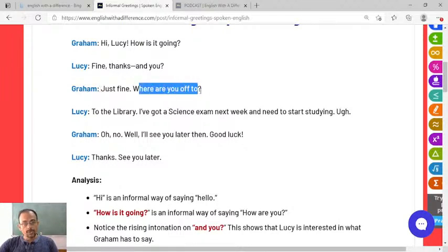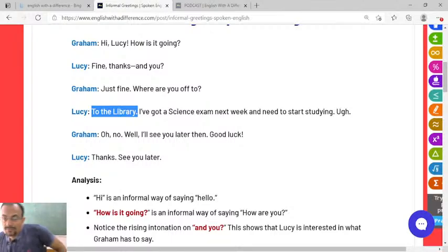Where are you off to is another way of saying where are you going. So here Lucy did not repeat Graham's sentence. She straightaway said, to the library. Understood? This is what spoken English standard expressions are all about, dear students. You have to remember these protocols. Where are you off to, or where are you going? Instead of saying I am going to the library, say to the library.